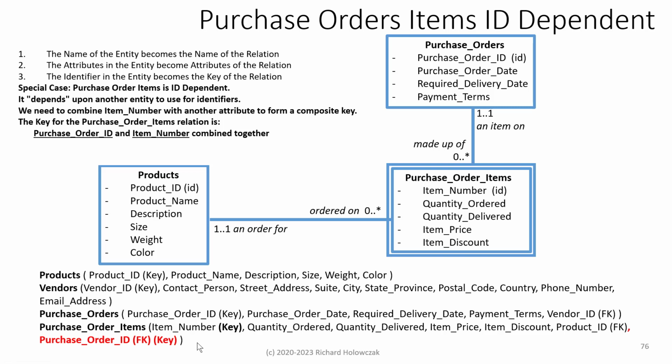If you ask me, "Hey, what is the key for purchase order items?" I would answer, purchase order ID and item number stuck together. Go to purchase order 101 and look at item 3. Those two pieces of data have to come together to uniquely identify exactly one purchase order item. This is only going to happen when we have an ID-dependent entity. And as I've probably already mentioned in lecture, it is very, very rare that we would have an ID-dependent entity.